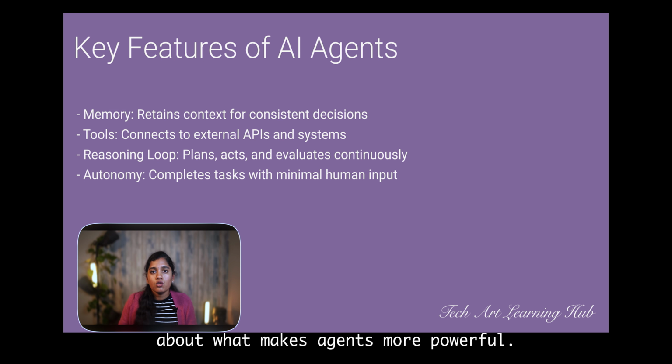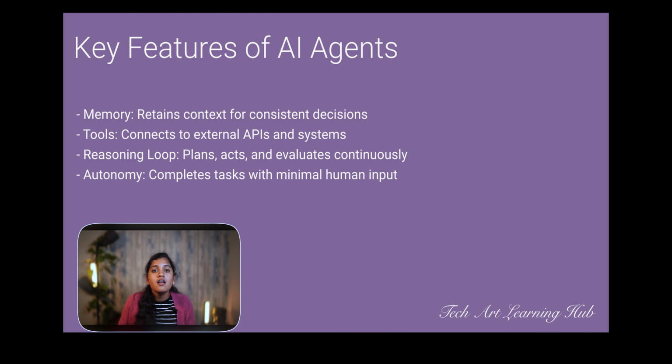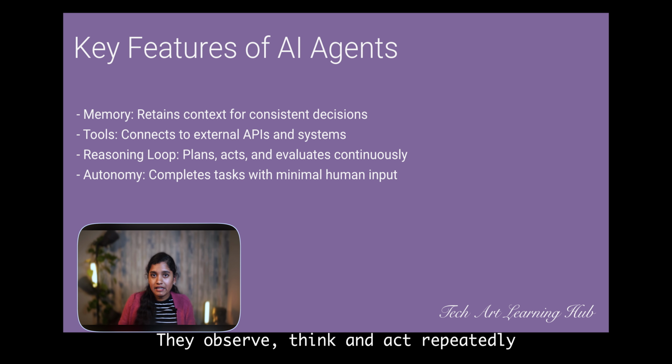Now let's talk about what makes agents more powerful. Agents bring several key features to the table. The first is memory. They can remember previous tasks or actions. The second is tools. Tools help us connect with APIs, databases, or external applications. The third is the reasoning loop. They don't just respond once, they observe, think, and act repeatedly. And at last is autonomy. They can execute multiple actions until a goal has been achieved.